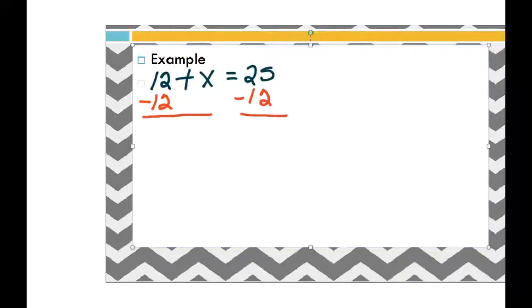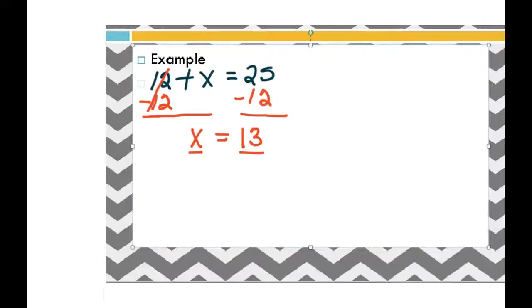So these two 12s are actually going to cancel each other out, which is just going to leave me with x equals, and 25 minus 12 is 13. So you see my answer is variable, or x, equals solution, which is 13.